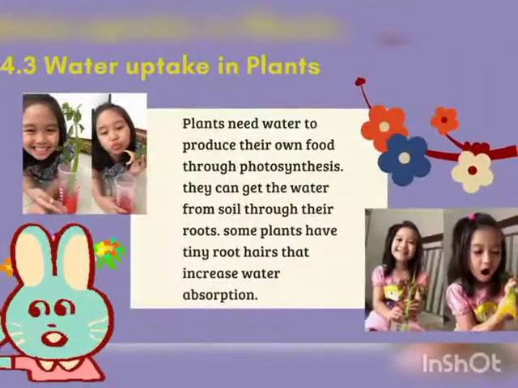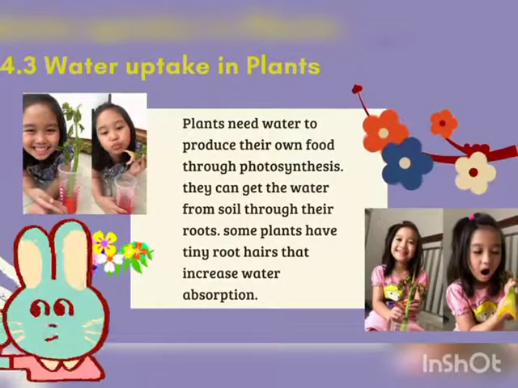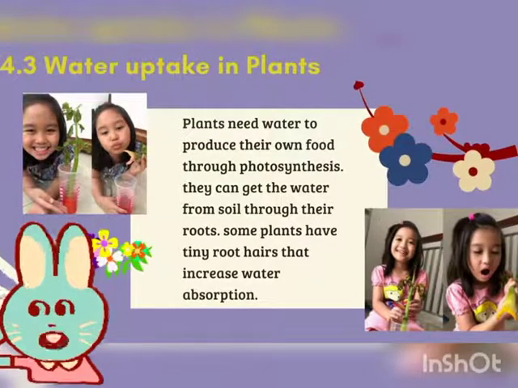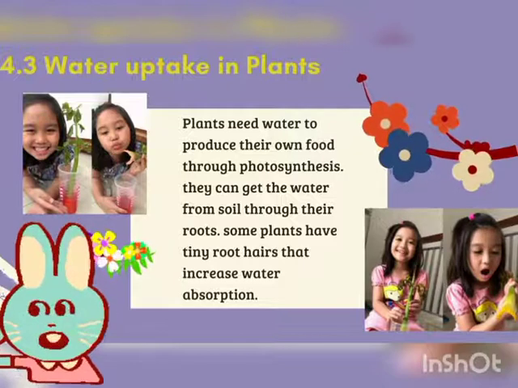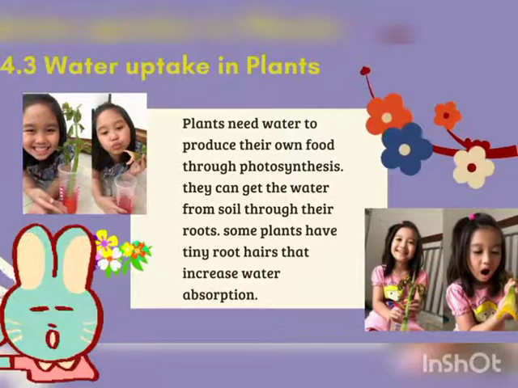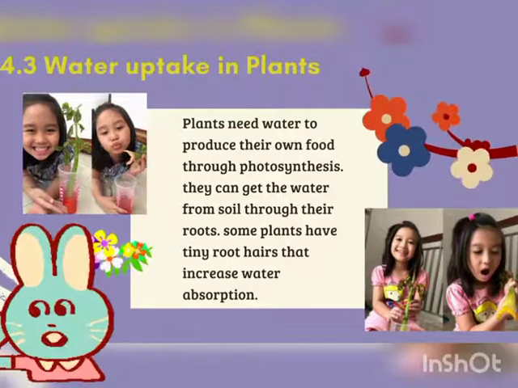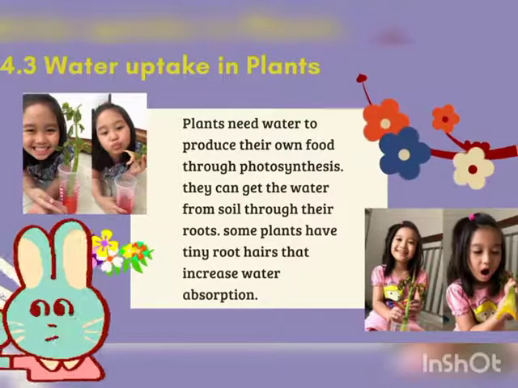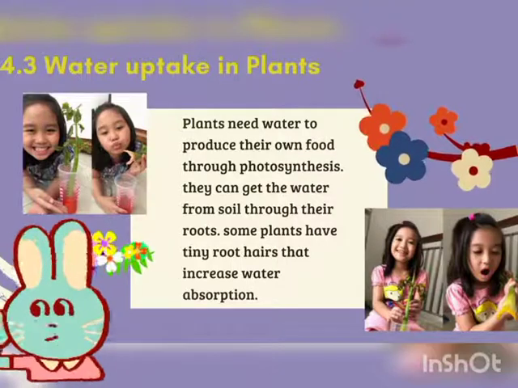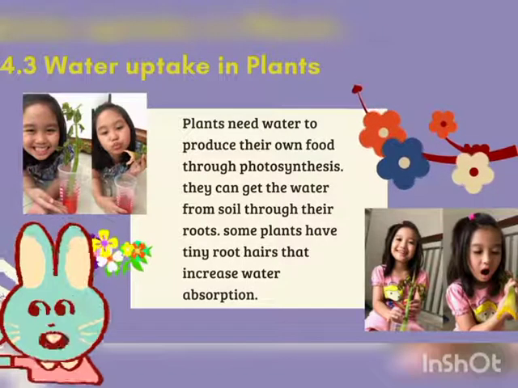Now we will study how plants take in water. Plants need water to produce their own food through photosynthesis. They can get the water from the soil through their roots. Some plants have tiny root hairs that increase water absorption.